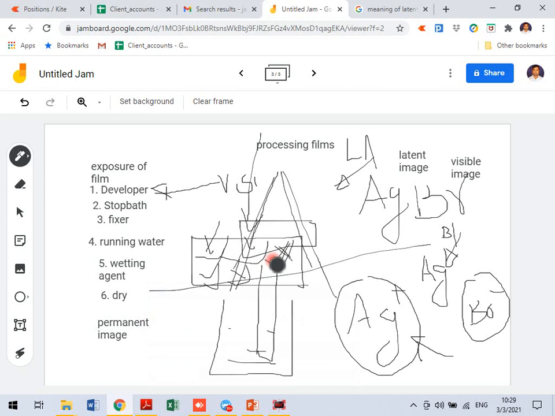Then what happens? Now after fixer you can turn on the light. Permanent image. The image is permanent. So your third stage is permanent image. Okay?